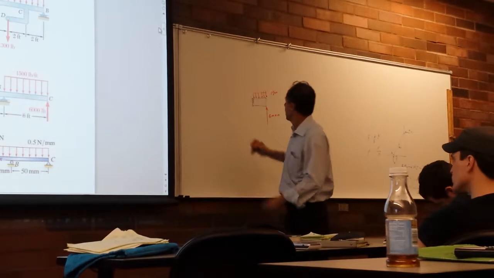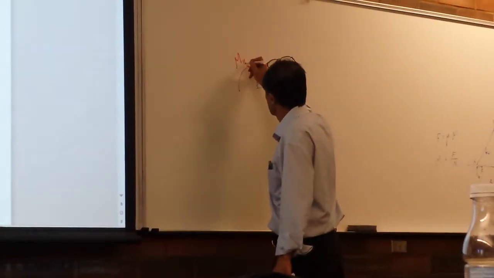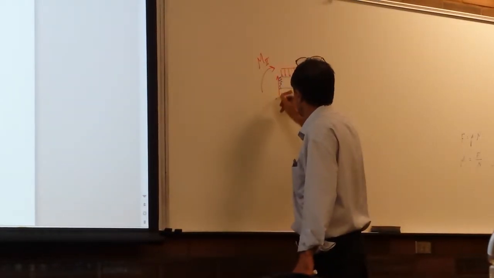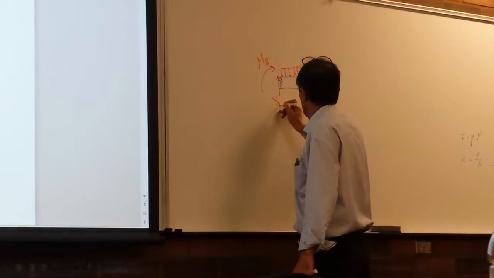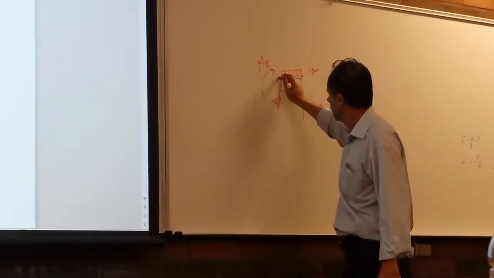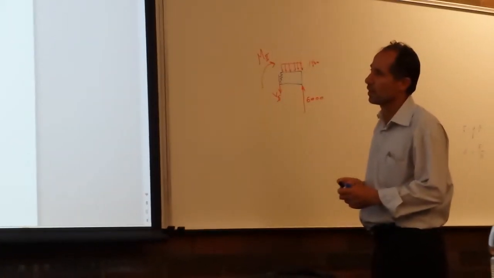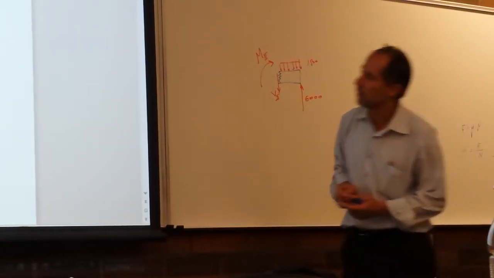What else? We have the moment, M2, and we have V2. Pointing down, V2, or pointing up, the opposite of the other one. That's what I meant to say. What else? That's it, no? It should be up. Oh, it goes up, the shear goes up.